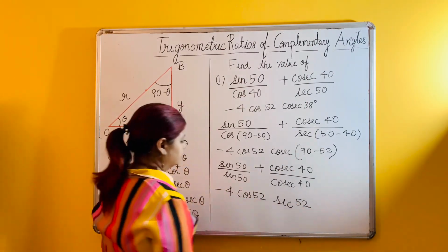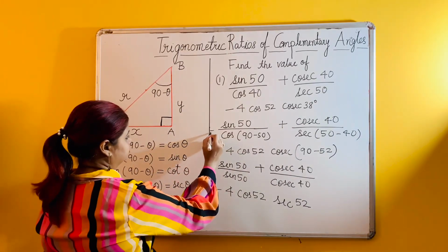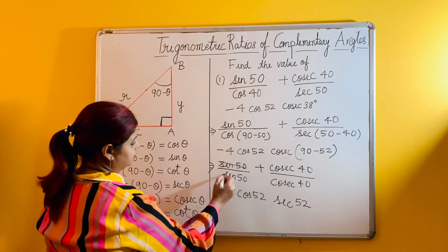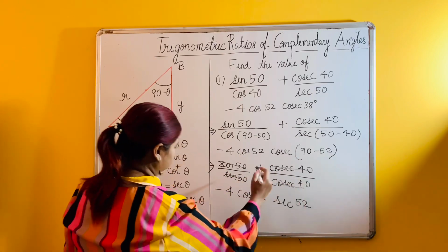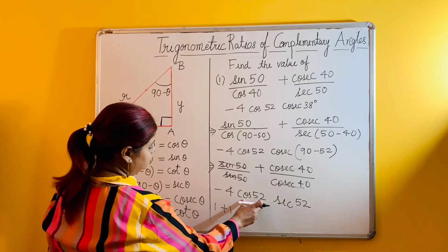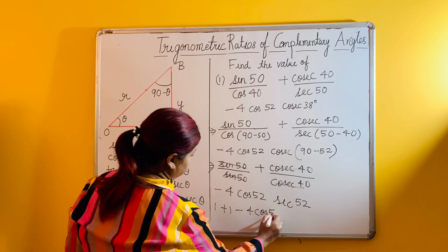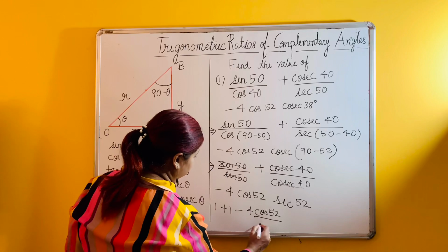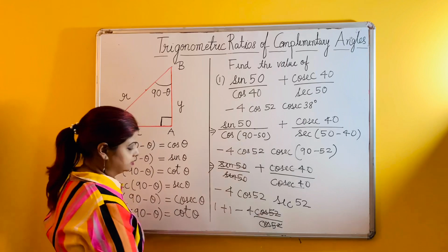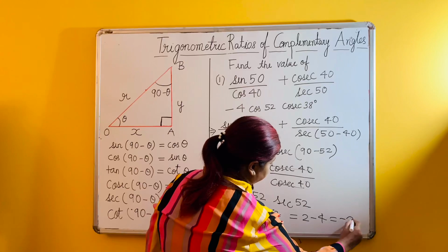Now sin 50 will get cancelled, same thing here. So what is remaining is 1 plus 1. Now here it is minus 4 cos 52, and then again sec 52 is nothing but 1 by cos 52. So we can write something like this. So this again gets cancelled. So what is remaining here is 2 minus 4, which is equal to minus 2.